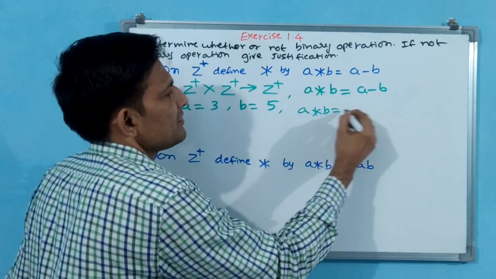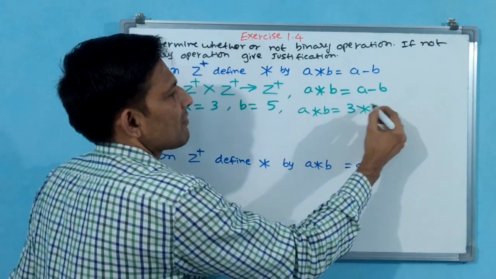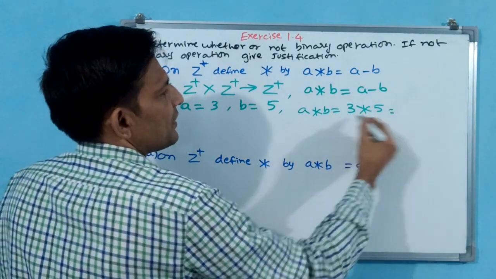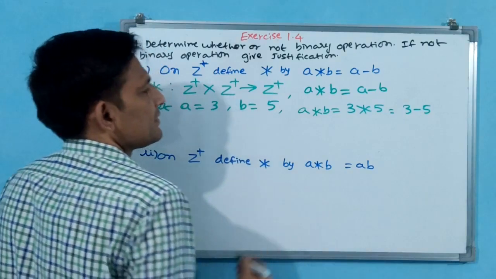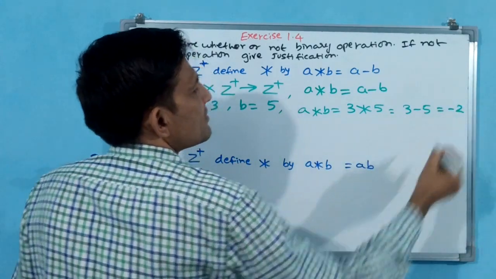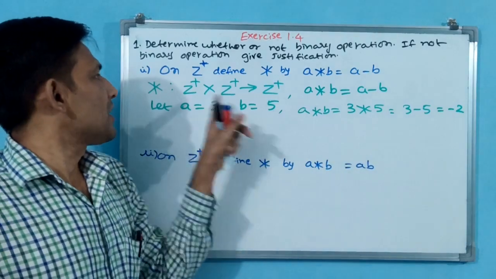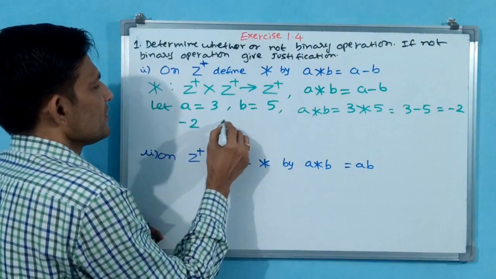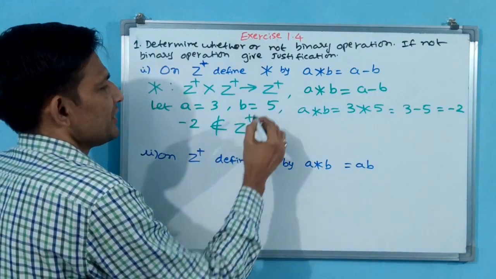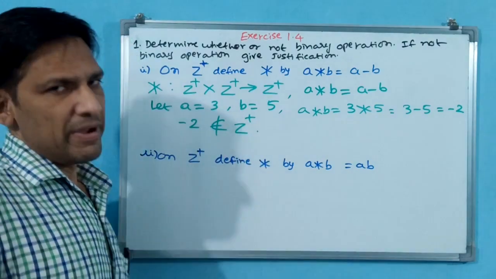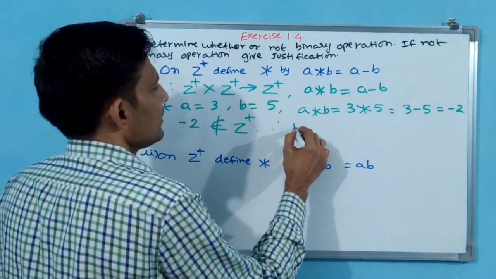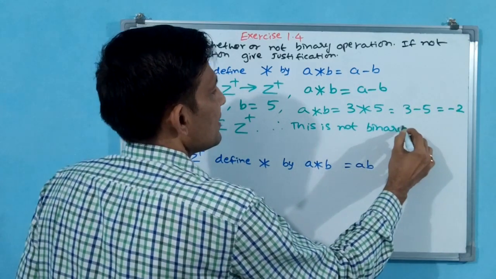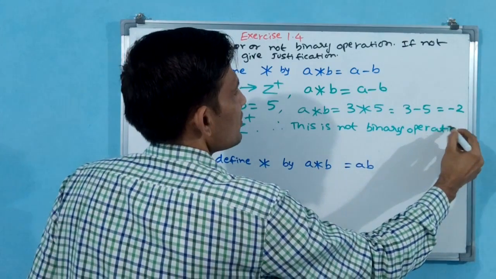Then what is the operation? A star B is equal to 3 star 5, then 3 minus 5, which is minus 2. Now you tell me, does minus 2 belong to Z plus? It does not belong to Z plus. You write that: minus 2 does not belong to Z plus. Therefore, this is not a binary operation. Like that you have to give the answer.